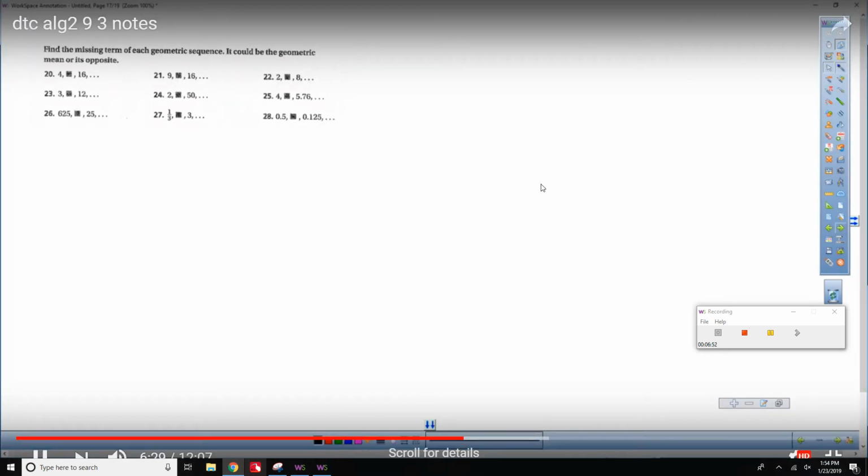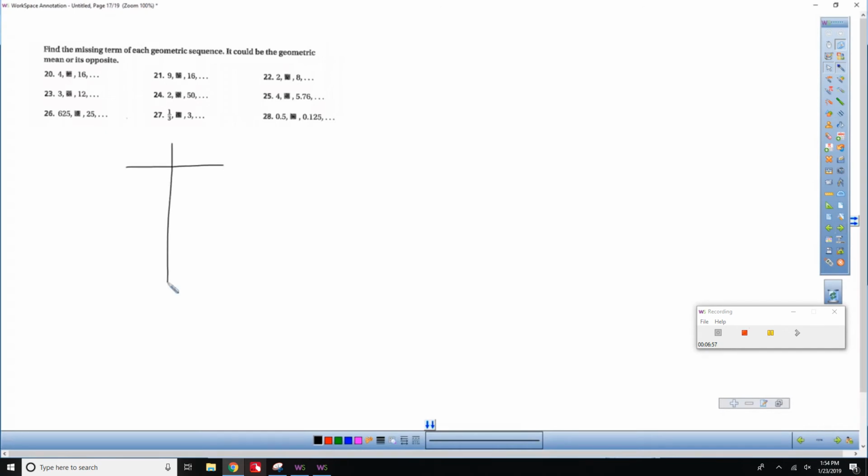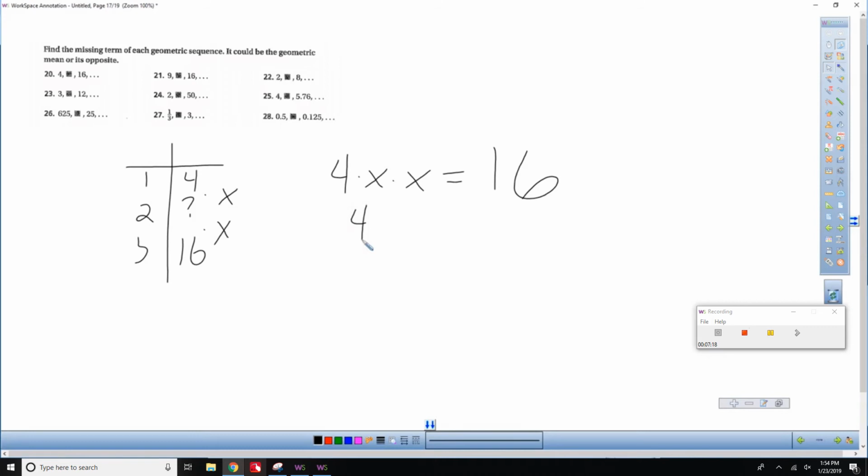So find the missing term. The first term is 4. The second term, we don't know what it is. The third term is 16. So I know we multiplied 4 times something, x, to get the question mark, and we multiplied that question mark times the same x to get to 16. So 4 times x times x is 16. x times x is x squared. Divide each side by 4. x squared is 4. x must be 2. So that means our second term must be 8, or negative 8.